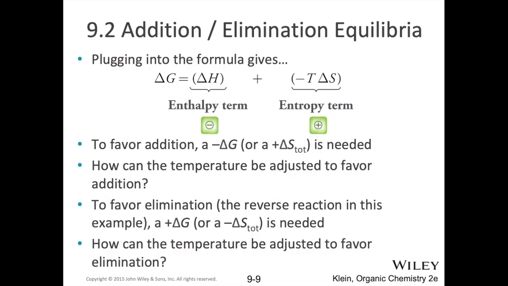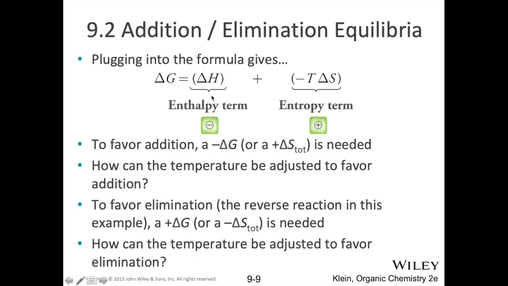All right, our negative enthalpy term is in conflict with our positive entropy term for the addition reaction. Obviously, for that reverse reaction, for the elimination, this is backwards, right? So if we want to favor our forward reaction, the addition reaction, how can we do that? Well, remember, we want a negative delta G for this process, right? That's what makes a reaction spontaneous.